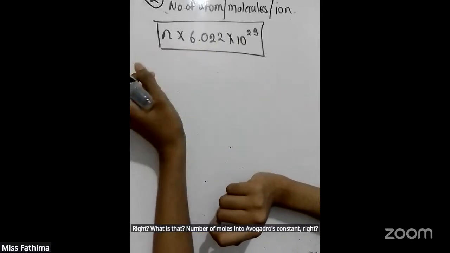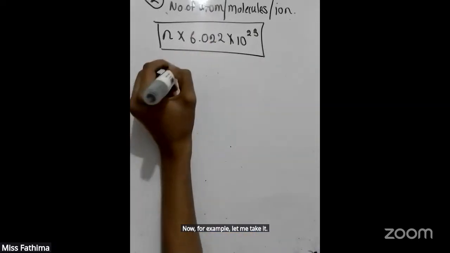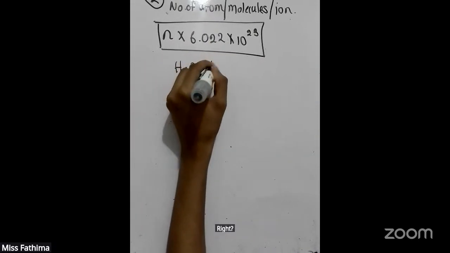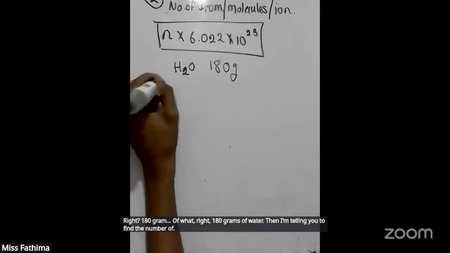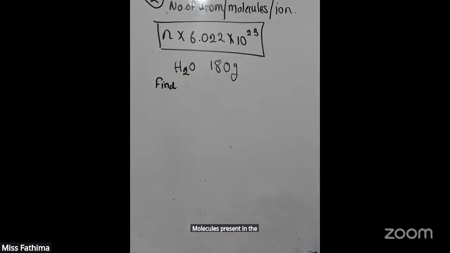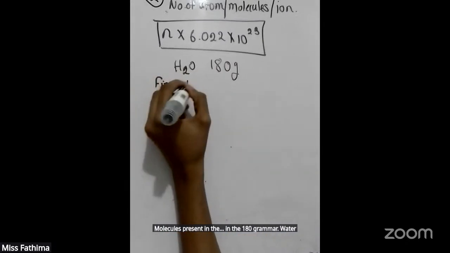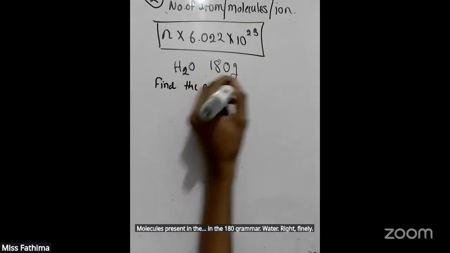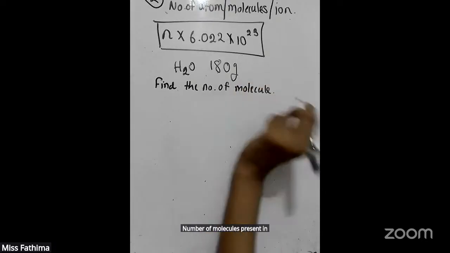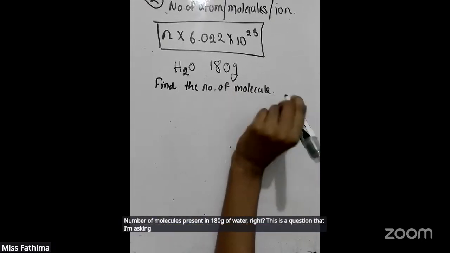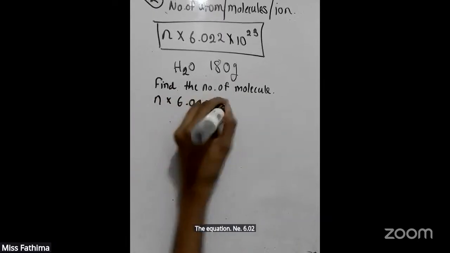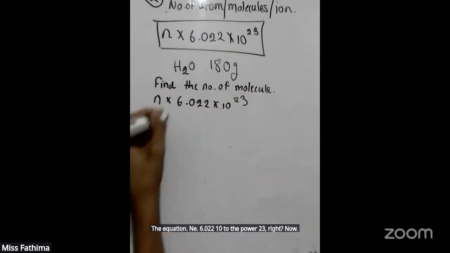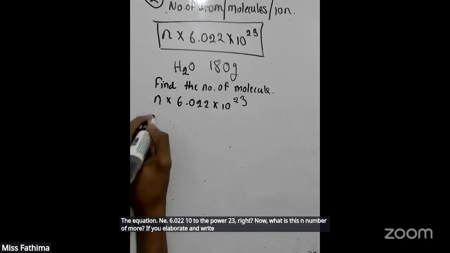Now, for example, let me take 180 gram of water. Then I am telling you to find the number of molecules present in 180 gram of water. Right, this is the question that I am asking. Then you write the equation: number of moles into 6.022 times 10 to the power 23. Now, what is this n, number of moles? If you elaborate and write it, that is mass over molar mass.